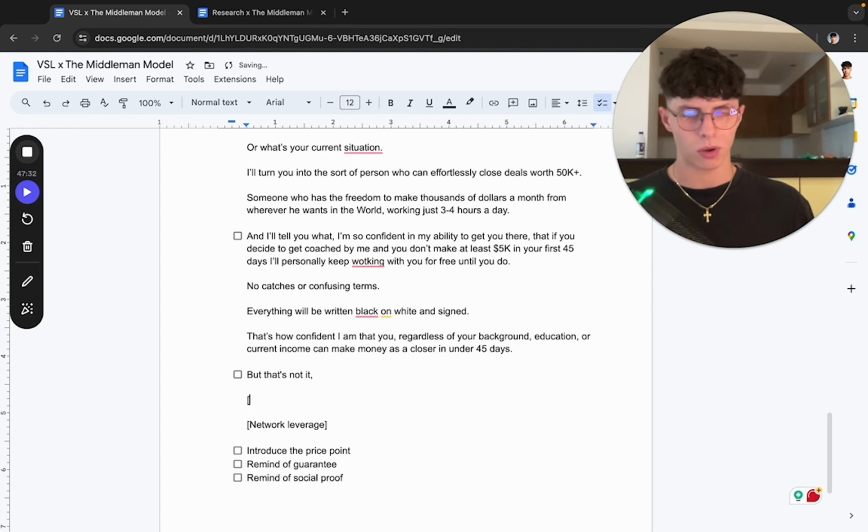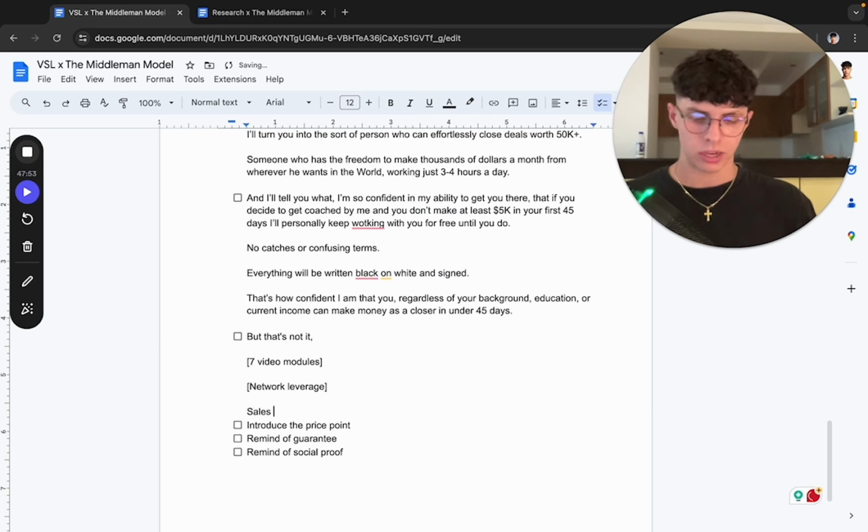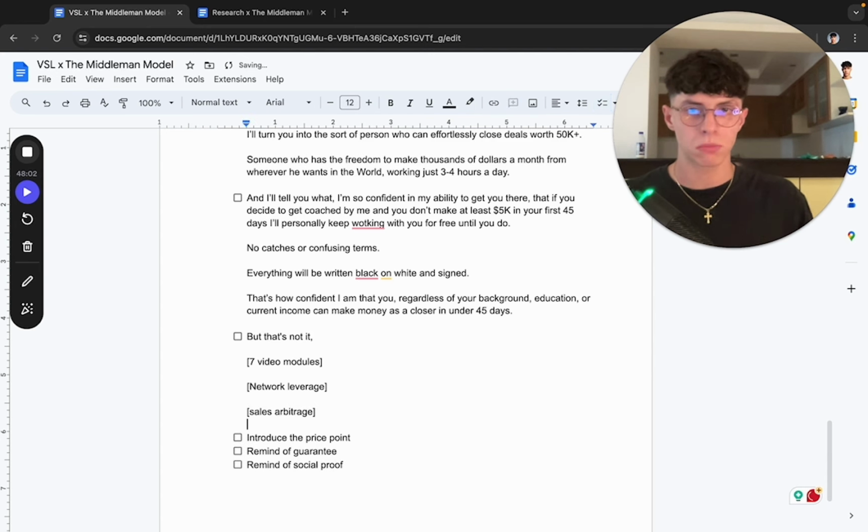Another thing that we haven't talked about is the modules, because he's gonna have a video course about the 12 video modules, how many they are, let's say seven. Seven video modules, these are all extra things that we haven't said yet. So all the seven video modules, network leverage, and then sales arbitrage. So we know we're gonna have to talk about this in this section, very simple.